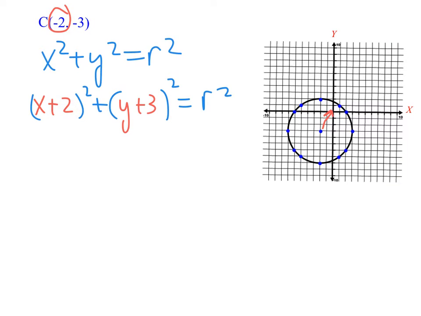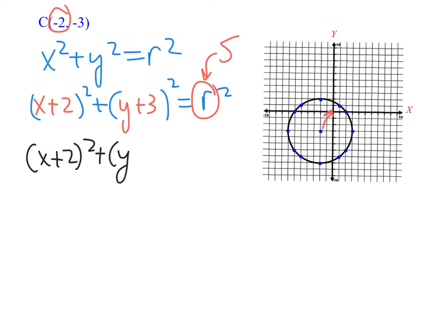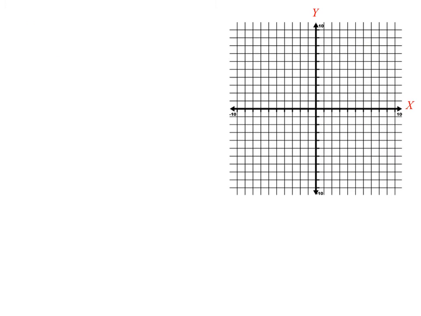And the last thing I have to address is the radius. Since we know that was 5, I have to put that in there. So our equation will be (x plus 2) squared plus (y plus 3) squared equals 5 squared, which 5 times 5 is 25. That is basically the lesson tomorrow.